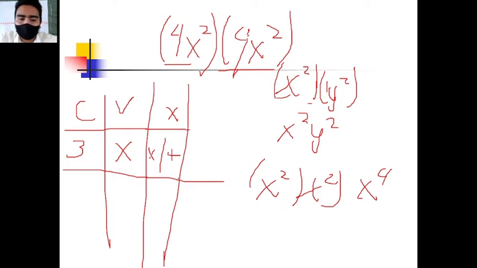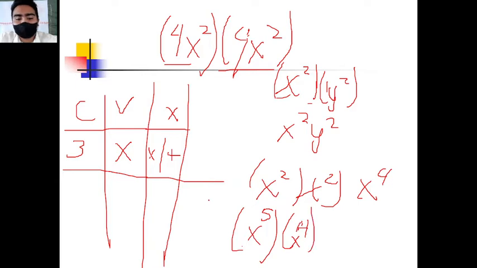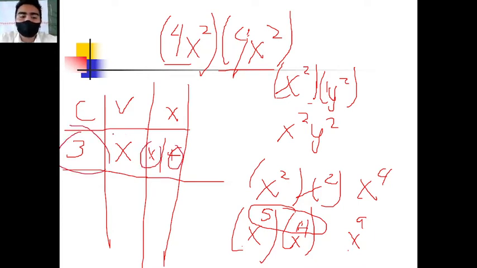If you have a variable with a degree of 5 and you multiply it by x raised to 4, the answer is that it will be raised up to 9. So in your exponent, you add the exponents. But your coefficient, you are just going to multiply it in a normal way.